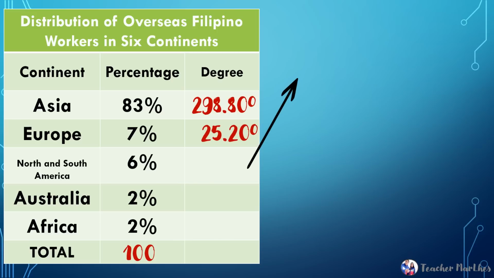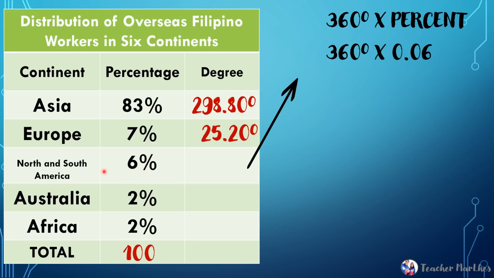Next, number 3, we have North and South America. 360 degrees times percent. So, 6%. Move natin para maging decimal. 1, then 2 decimal point. So, we have 0.06. So, dito, 1, 2, then decimal point. So, dito, maglalagay tayo ng 0. So, ang sagot po ay 0.06. So, maglalagay na din po tayo ng 0 sa unahan. So, 0.06. Kaya siya naging 0.06.